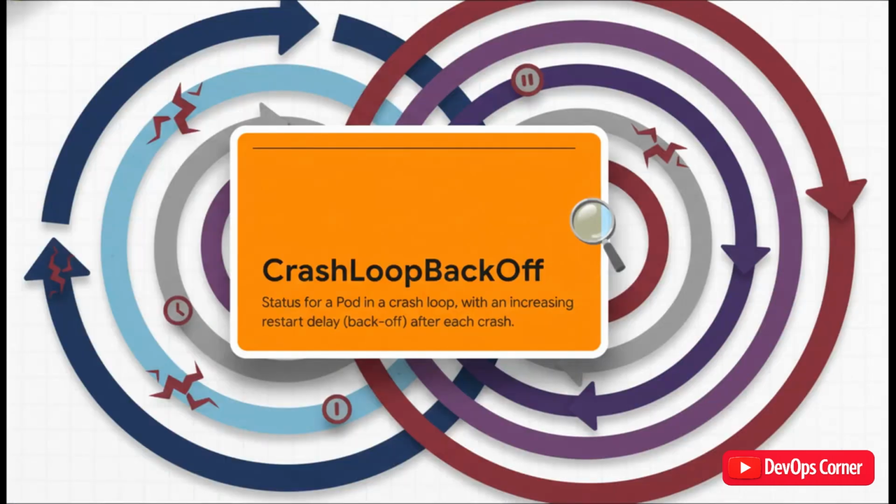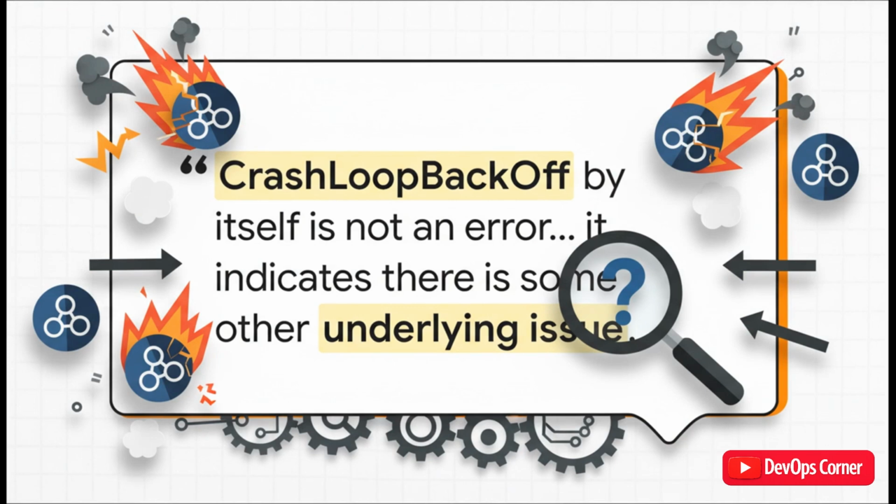So, let's put the two pieces together. When you see CrashLoopBackOff, what Kubernetes is telling you is that a pod is stuck in a crash loop, and because of that, it has started applying an increasing backoff delay between its restart attempts. See? It's not the error, it's the status report on the whole situation. And this right here is probably the single most important thing to understand. If you only remember one thing from this whole explainer, let it be this. CrashLoopBackOff is not the problem. It is not an error you can fix. It's a big flashing signpost telling you that the real problem is somewhere else, deep inside your pod.